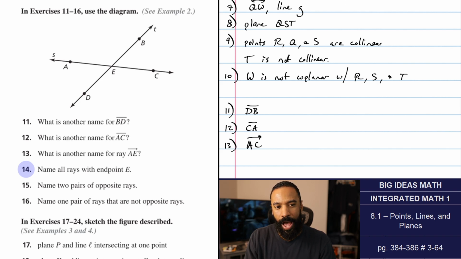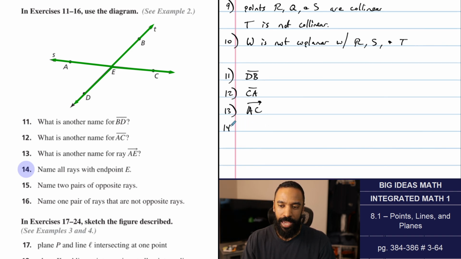Number 14, name all rays with endpoint E. They're all the ones that go outward from it. So ray EB, ray EC, ray ED, and ray EA. Of course, I'll go as alphabetically as I can. E has to be the first letter, but I'm going to start with EA. Ray EA, ray EB, ray EC, oopsie, and ray ED.